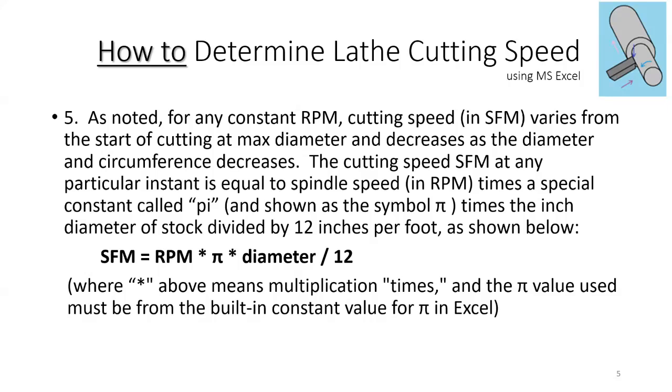divided by 12 inches per foot. That's because our surface feet per minute is in feet, and our diameter of the stock is in inches, so we need to convert, so we're using the same units. So our equation for figuring out the surface feet per minute, the length of material that is going by the point, is the revolutions per minute of the spindle times pi times the diameter at that instant, then divided by the 12 to get it into feet so that we have the same units.